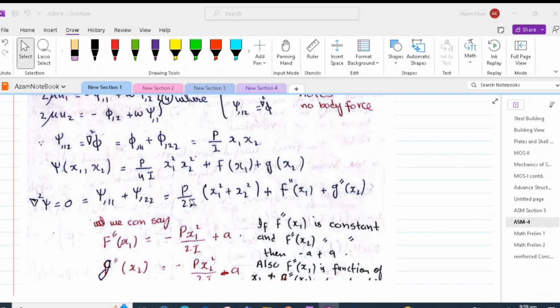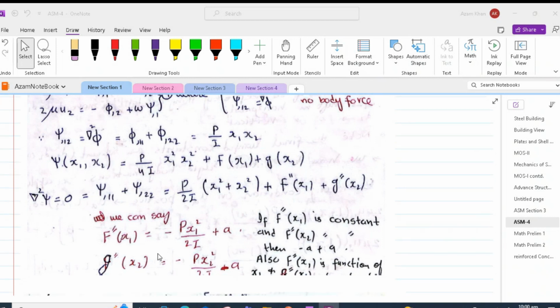Now in this equation, we can separate the two variables, and each will be equal to 0. So P by 2I x1 square will be combined with f double dash x1, that is one term, and another term would be x2 square plus g double dash x2. And each of these two variables must be equal to some constant. So f double dash x1 equals minus P x1 square by 2I plus a. We have called that constant a, and that constant would be subtracted from another constant in order to get 0. This is the same thing we did in a previous case.